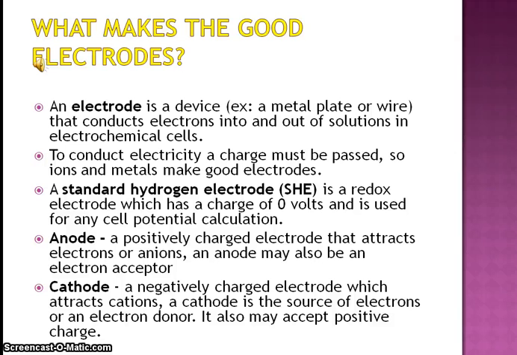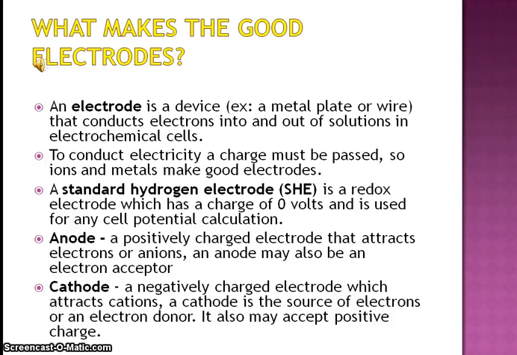What makes a good electrode? An electrode is a device that conducts electrons into and out of solutions in electrochemical cells. To conduct electricity, a charge must be passed, so ions and metals can make good electrodes. A standard hydrogen electrode is a redox electrode which has a charge of 0 volts and is used for any cell potential calculation. Anode: a positively charged electrode that attracts electrons or anions.